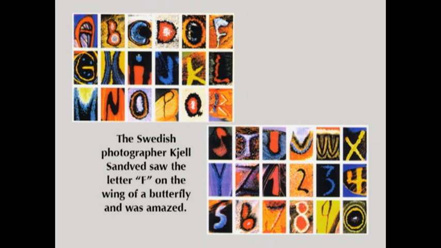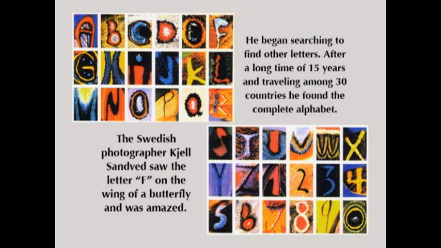domain of information? On this picture, we see all the letters of our alphabet and also the numbers. The Swedish photographer Kjell Sandvik was it. He saw the letter F on the wing of a butterfly and was amazed. And so he took a microscope to look at the wing of a butterfly to find other letters, but he couldn't find any. And so he was looking at other butterflies, and you see the solution here. After a long time of 15 years and traveling among 30 countries, he had found the complete alphabet.